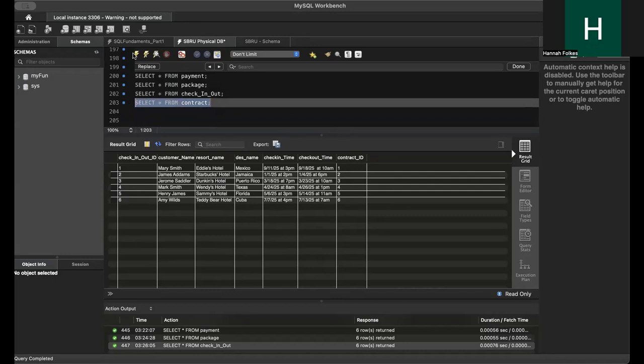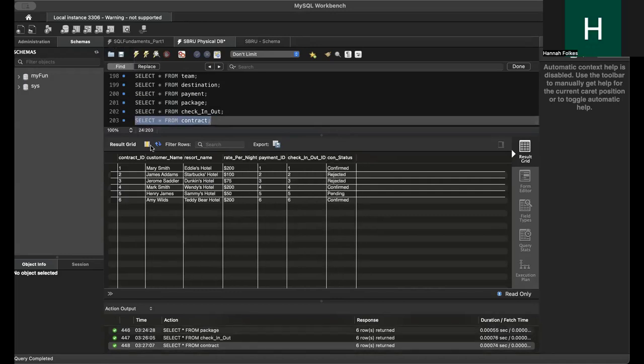And for the final table of the database, we have the contract table, and the contract table is usually something we send to customers once they have finished their online application with SBRU, and it's just a summary of their whole entire vacation plan. So in the contract table, you would find the rate it costs to stay in your hotel room per night and whether or not you are confirmed to check in at your SBRU location.